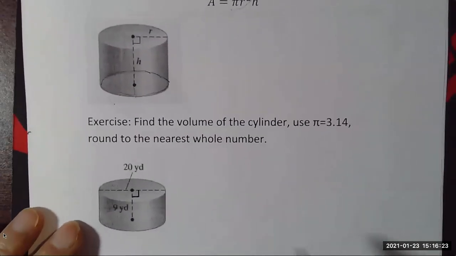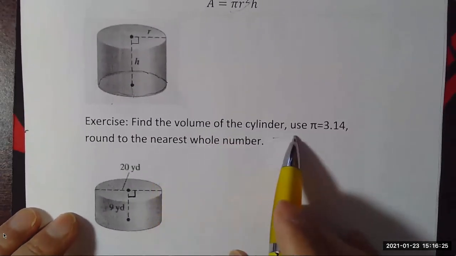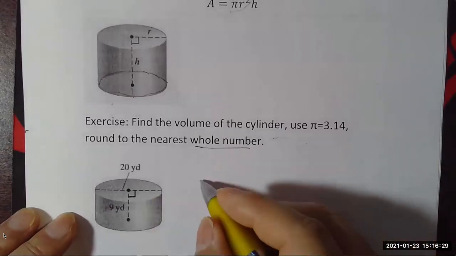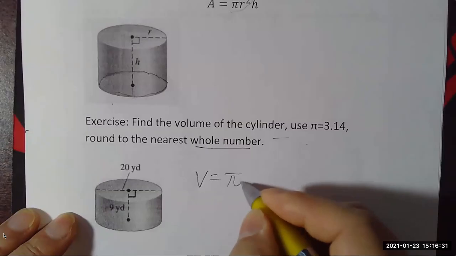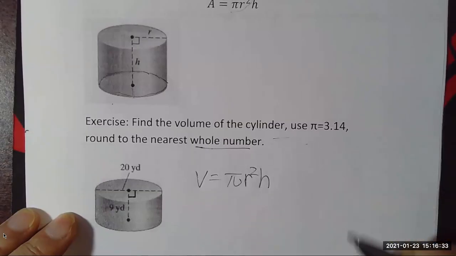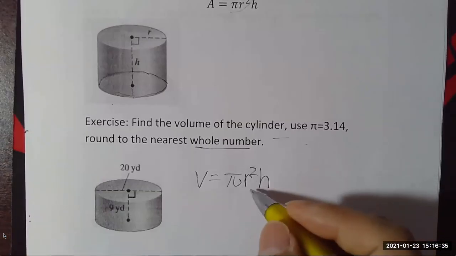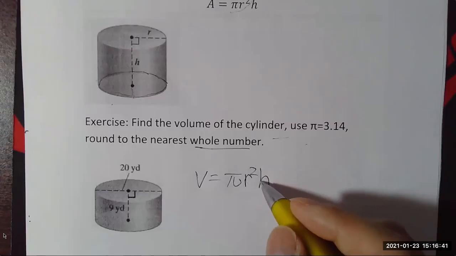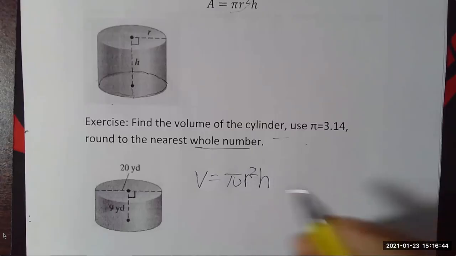Okay, now our example below, find the volume of the cylinder, use pi equal to 3.14, round to the whole number. So let's do that. Volume is equal to pi r squared times h. And this formula makes sense too. R is measured as length, like foot, so it's going to be foot square. Height is also length, and that gives foot cube, which is volume.